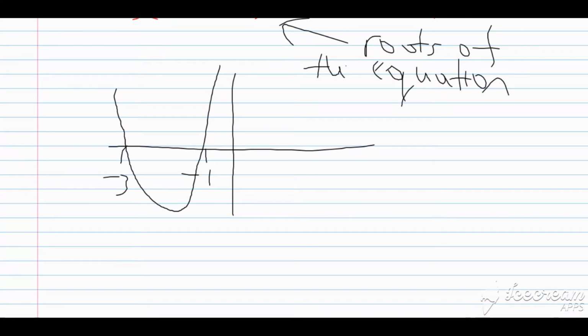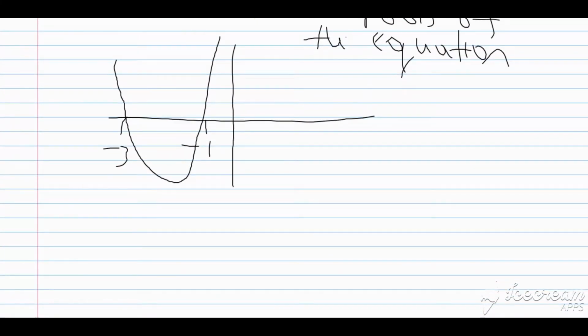But we're not so focused on that now. What is unique about where this graph cuts the x-axis? It means that the y value is 0, or f of x is 0. That is where we get the roots of the equation. All right, now that we have the roots, let us see if we can actually reproduce the original quadratic equation.